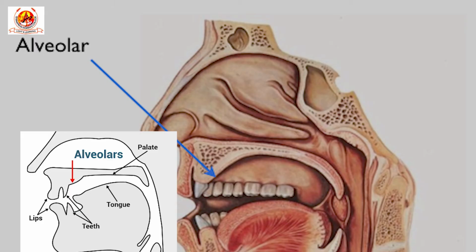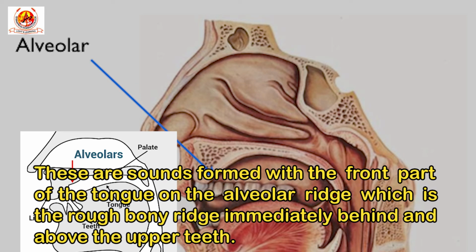The next group is the alveolar. These are sounds formed with the front part of the tongue on the alveolar ridge, which is the rough bony ridge immediately behind and above the front teeth.